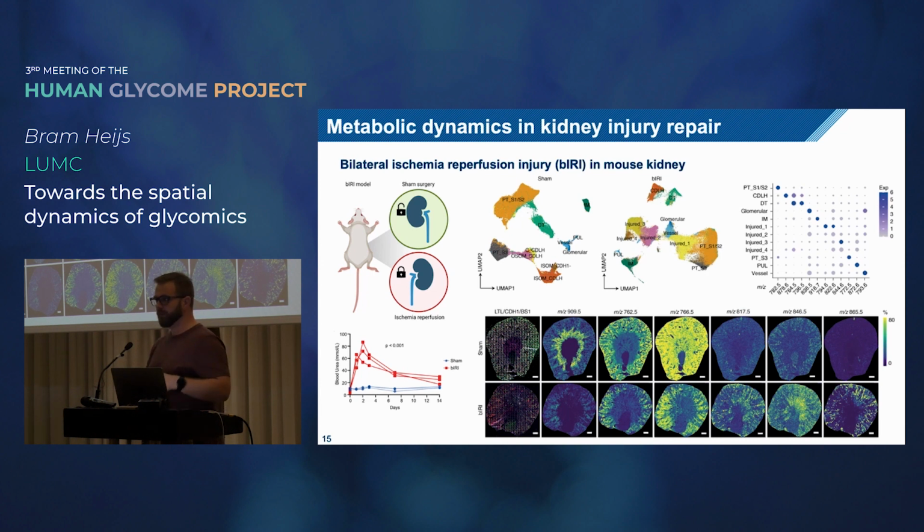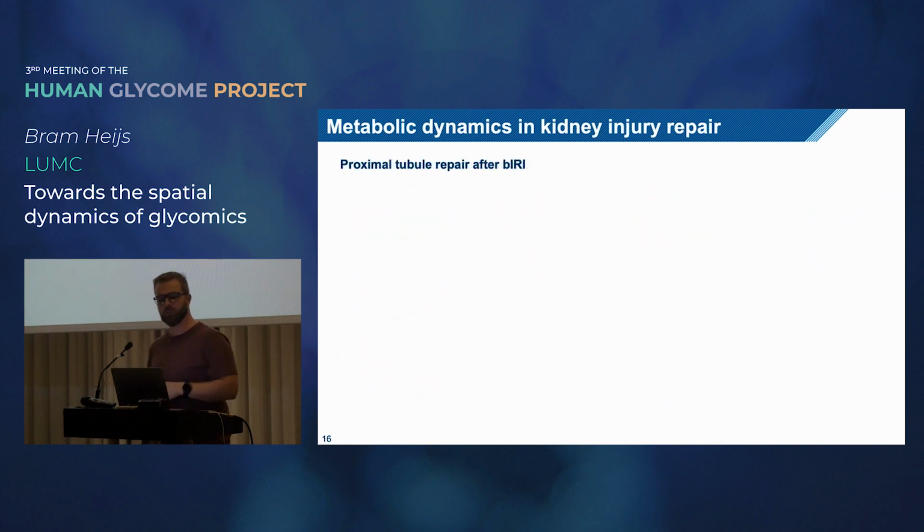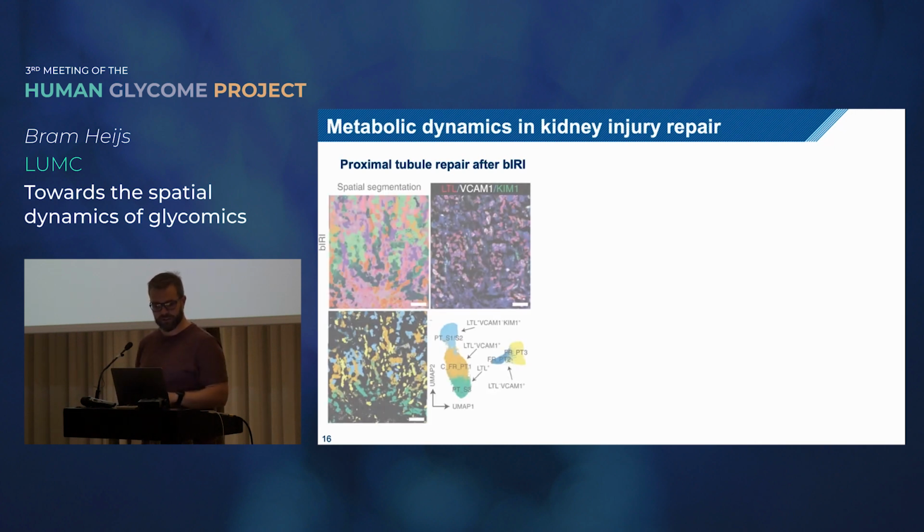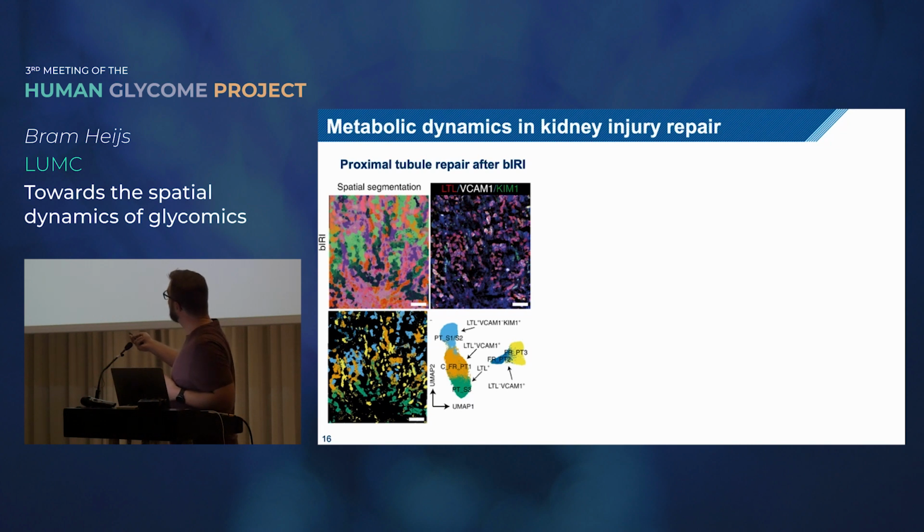So then the kidney has this feature that it can repair its own proximal tubules after this IRI injury. And that's what we were really interested to look into, to see if we can actually find metabolic differences between different subtypes of this injury. So basically, we did the mass spectrometry analysis. We then did immunofluorescence staining afterwards. So we looked at LTL, which is a marker for proximal tubules. Then we looked at VCAM1, which is a marker for end-stage renal or proximal tubule failure, and KIM1, which is an early marker for early kidney injury.